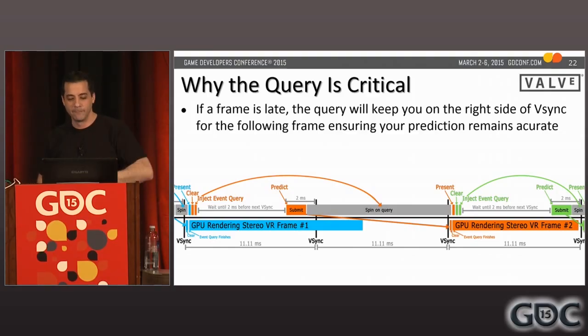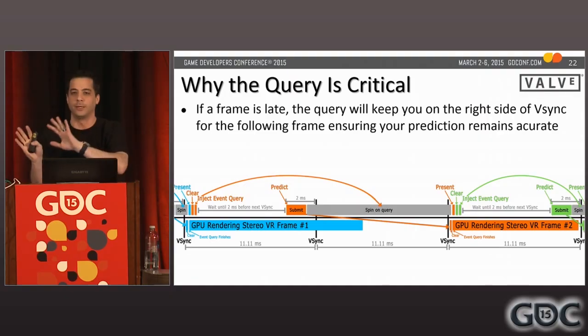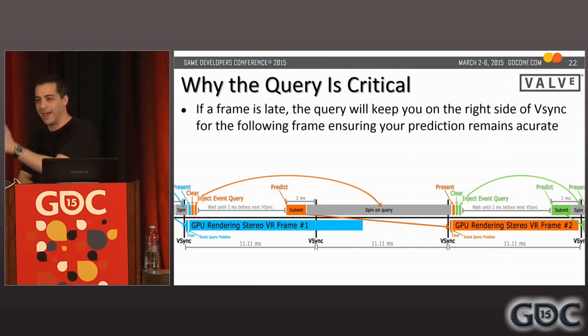And what happens is, if you're just spinning on the CPU until the next VSync, you're going to become latent from that point forward, and you're always going to be predicting a frame behind, and as you move your head, the whole world's going to swim a frame behind. It's really bad. So spinning on the query forces you to resynchronize after a bad frame so that you're rock solid predicting after that, okay?